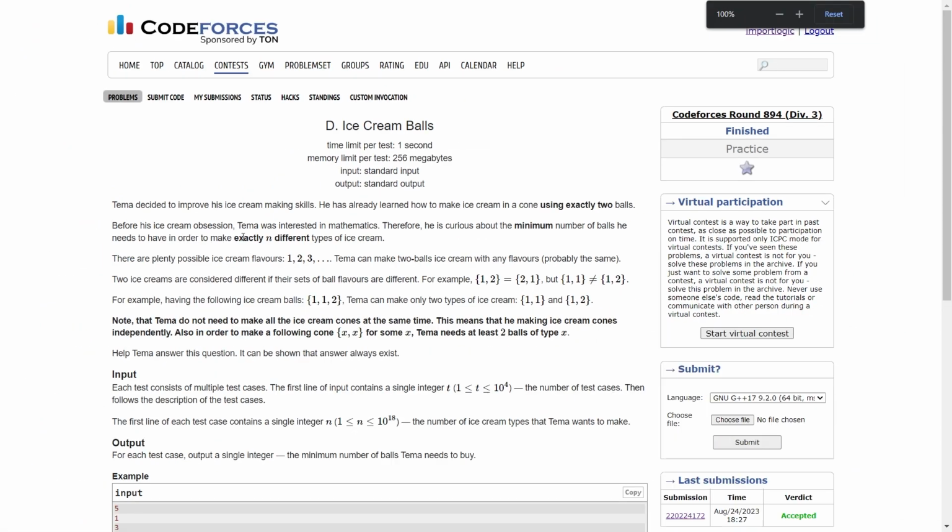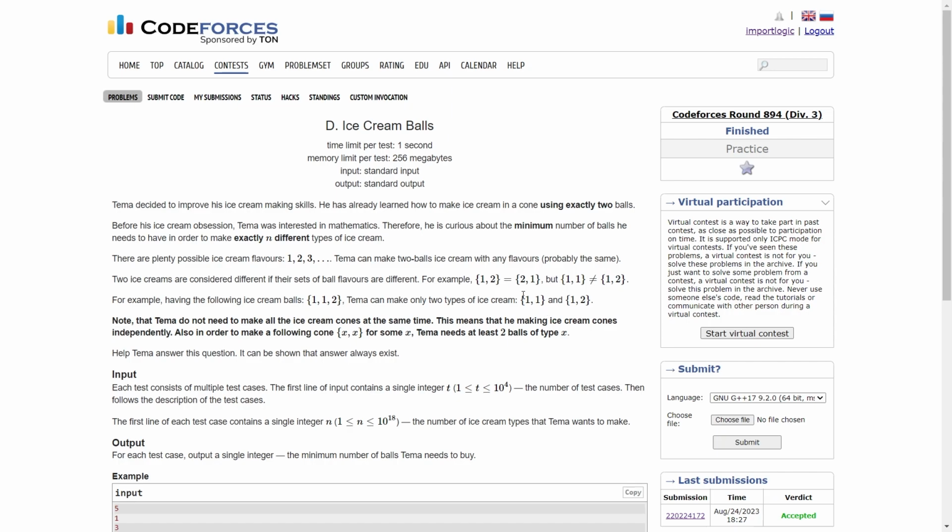So this particular problem says that we can make an ice cream by using exactly two balls. So those balls can be different as well as same. We can use any balls and they will form a flavor, right? So two flavors are considered to be different if the set of balls used in them are different. As you can see in this particular example, that 1, 2 and 2, 1 are not different because 1 and 2 are being used in them, but 1, 1 and 1, 2 is going to be different.